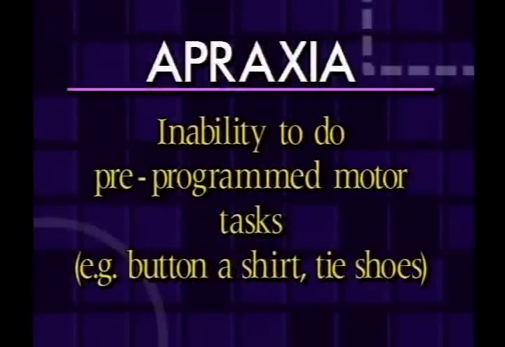The next of the four A's that we're going to talk about is apraxia. Apraxia is the inability to do pre-programmed motor tasks. When you got up this morning, you didn't need a set of instructions on how to shave, brush your teeth, or put your clothing on.